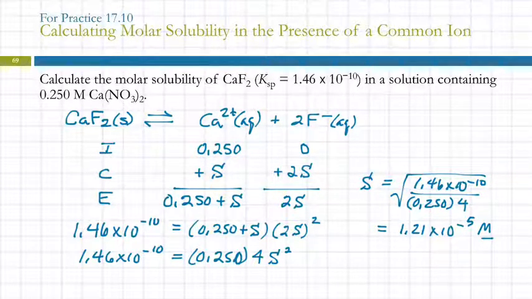Can you explain why calcium starts off with 0.25? Yes, I can explain why calcium starts off with 0.25. We are dissolving the calcium fluoride in a solution that contains 0.25 molar calcium nitrate. So instead of dissolving it in pure water, we're dissolving it in a solution that already contains calcium ions. So that's why we're starting with 0.25. Those did not come from dissolving the calcium fluoride. Those came from a different source. It came from calcium nitrate. Does that help? And that's what's called the common ion effect.